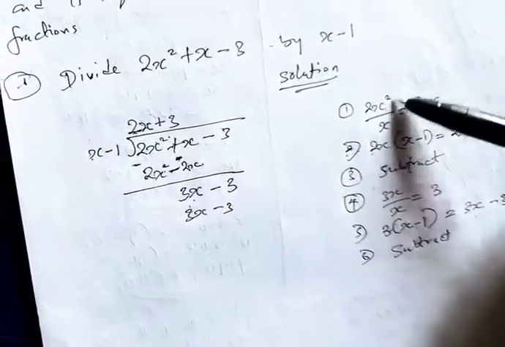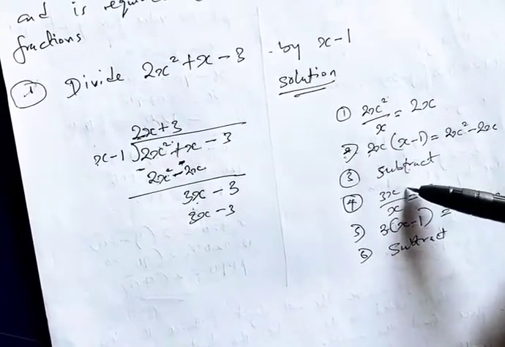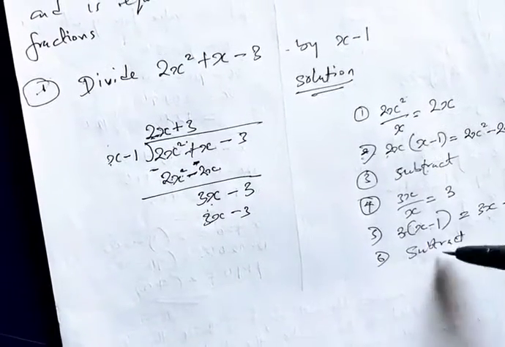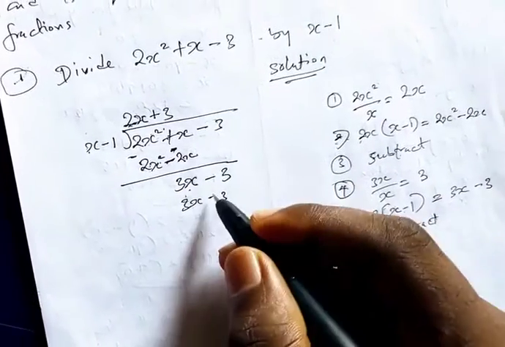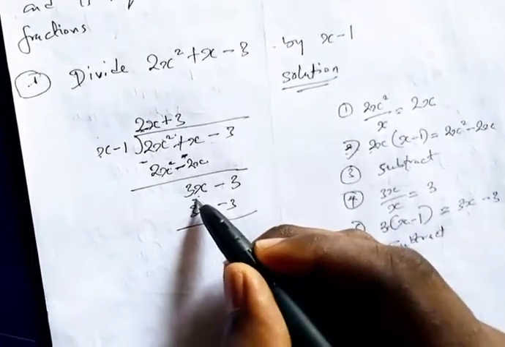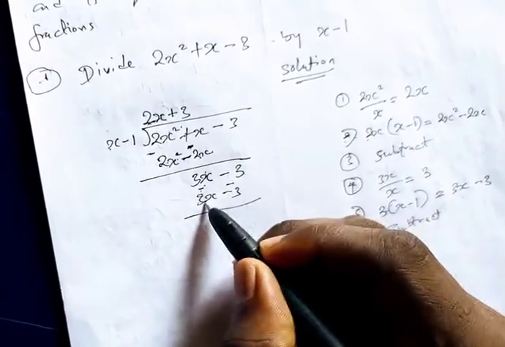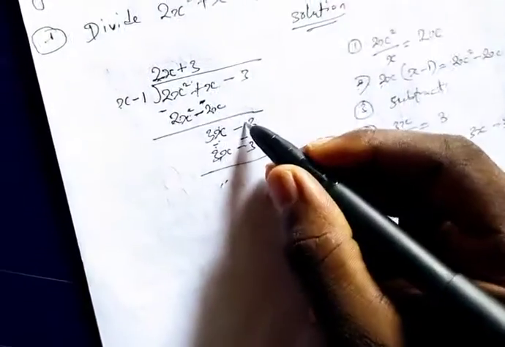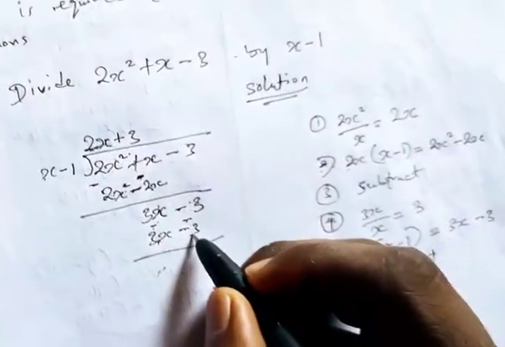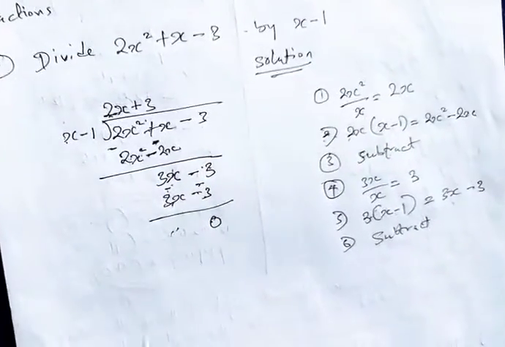Now we can see the pattern. First divide, multiply, and subtract. Then we do it again, divide, multiply, and subtract. And that is how we are going to continue until we get our answer. So you can see that if you put a negative sign here, 3x minus 3x becomes 0, and minus 3 plus 3 becomes 0. So my answer here is 0.